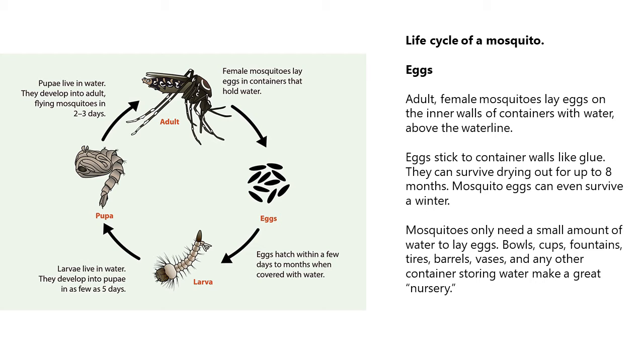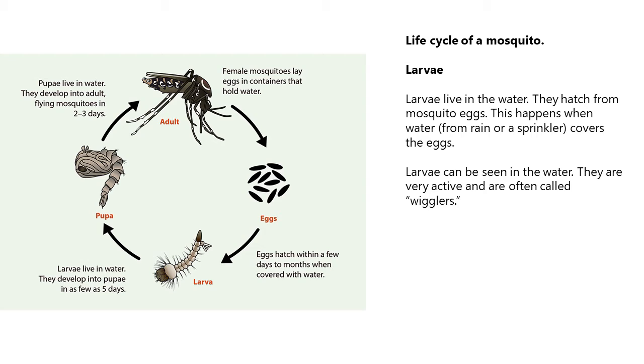Adult female mosquitoes lay eggs on the inner walls of containers with water, above the waterline. Eggs stick to container walls like glue. They can survive drying out for up to 8 months. Mosquito eggs can even survive a winter. Mosquitoes only need a small amount of water to lay eggs. Bowls, cups, fountains, tires, barrels, vases, and any other container storing water make a great nursery.